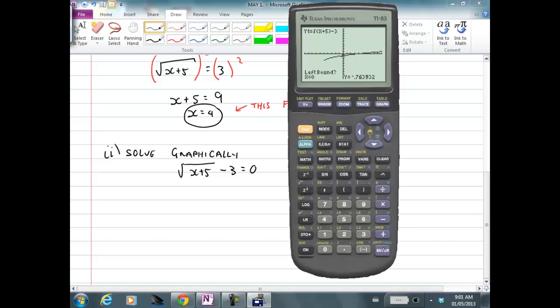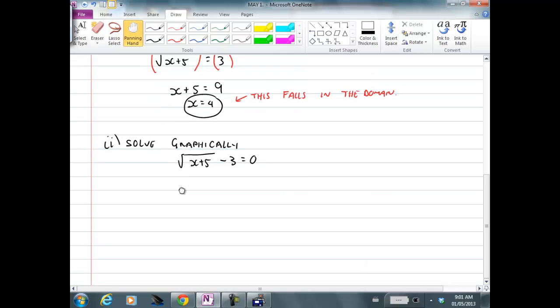Or you can use the table. You hit enter for the left bound, then go slightly to the right of it. There we go, slightly to the right, hit enter. One more time. And notice it says x equals 4 right off the bat. That's called solving graphically. On the exam, you can expect to do two methods, algebraically and graphically.